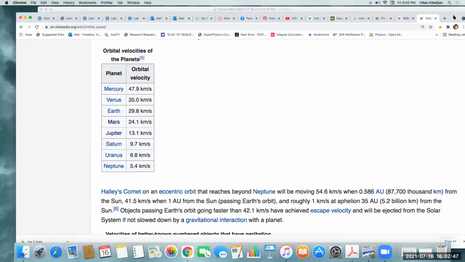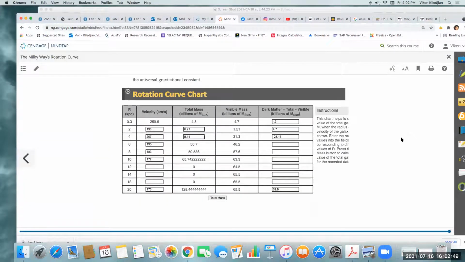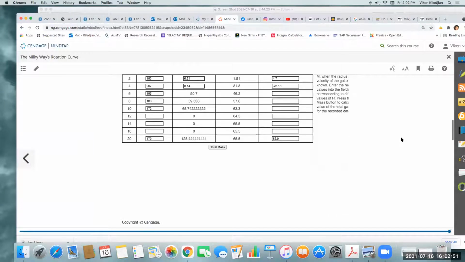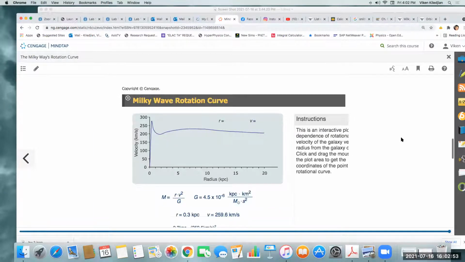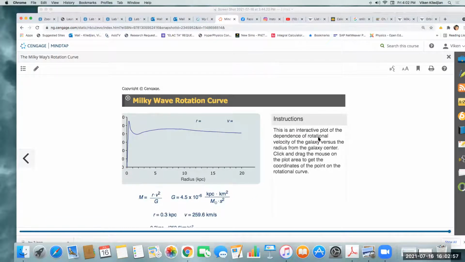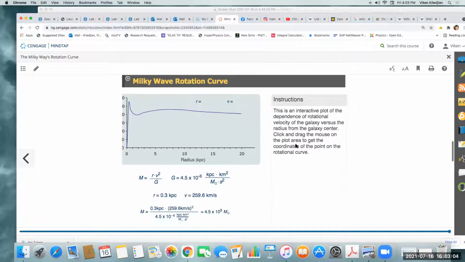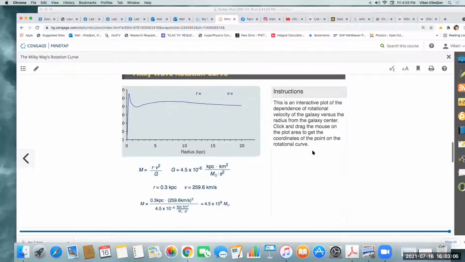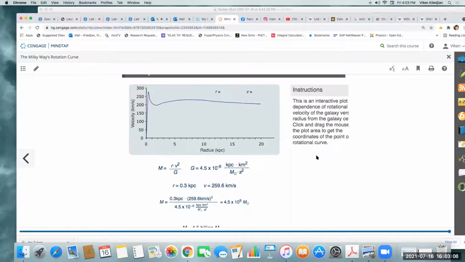Okay, so now we go back. I think that ends that. Okay, Milky Way rotation curve. This is an interactive plot of the dependence of rotational velocity of the galaxy versus the radius from the galaxy center. Click and drag the mouse on the plot area to get the coordinates of the point on the rotation curve.